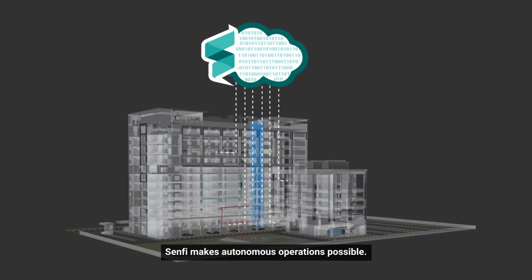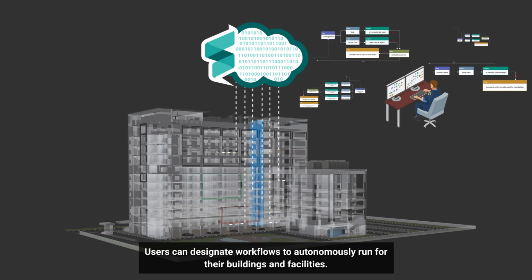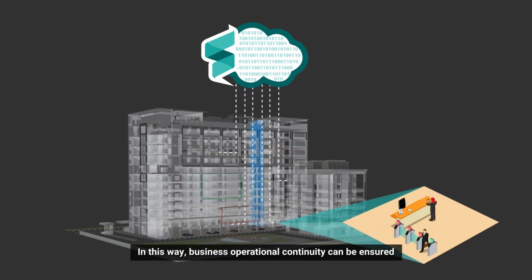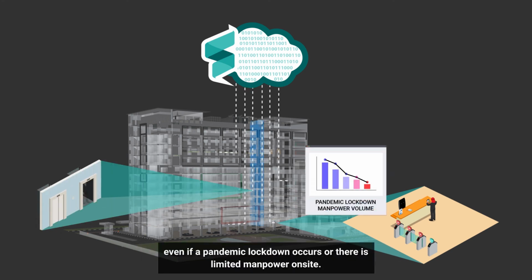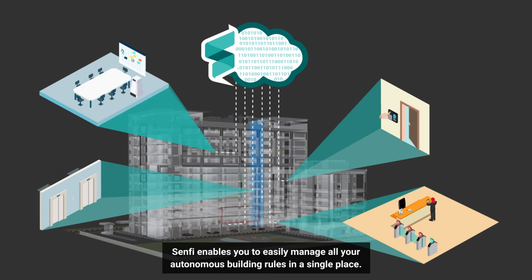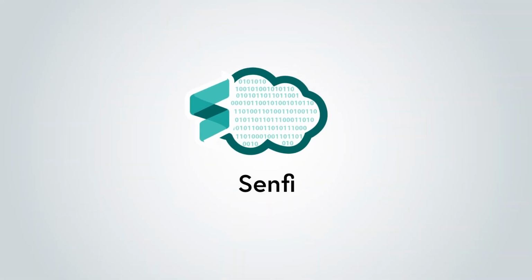Senfi makes autonomous operations possible. Users can designate workflows to autonomously run for their buildings and facilities. In this way, business operational continuity can be ensured, even if a pandemic lockdown occurs or there is limited manpower on site. Senfi enables you to easily manage all your autonomous building rules in a single place. Senfi, the autonomous intelligence cloud for smart buildings.